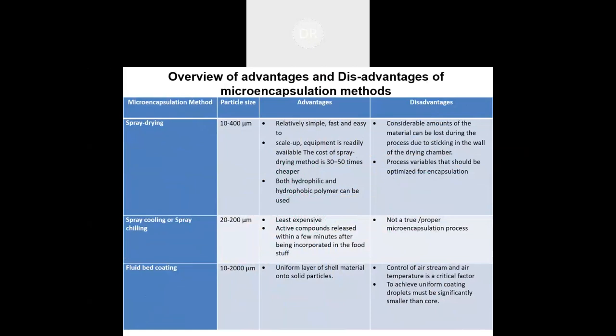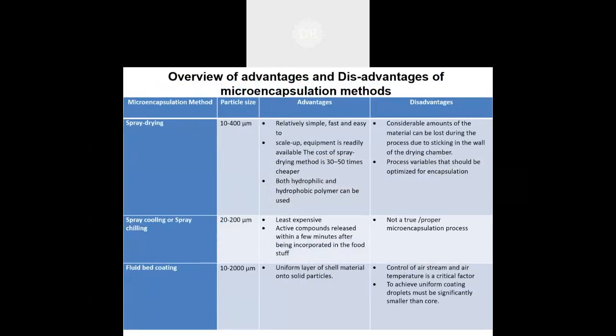Some of the advantages and disadvantages of this technique: spray drying. You will get a particle size of about 10 to 400 micrometers. It is a relatively simple process, and very low cost compared to the other methods. Both hydrophilic and hydrophobic polymers can be used in spray drying.